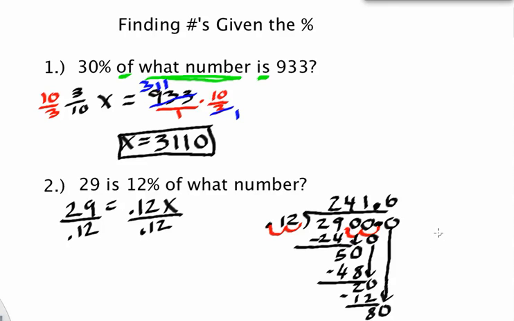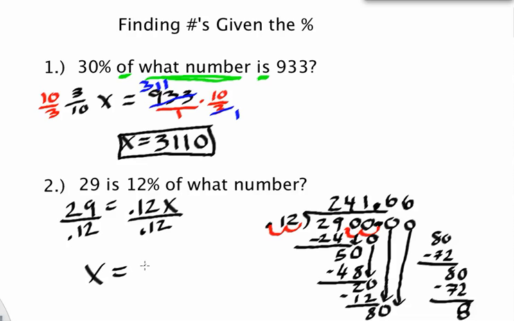It's going to be 80 minus 72. That's going to be 8. I would add another 0, and I'd bring it down. It's going to go over here. And it looks like at this point, it goes in again 6 times. I'm going to get a repeating decimal. So at this point, once I've seen that this pattern is developing, I can stop here and say that x is going to equal 241 and 6/10 repeating. That'll be my answer there.